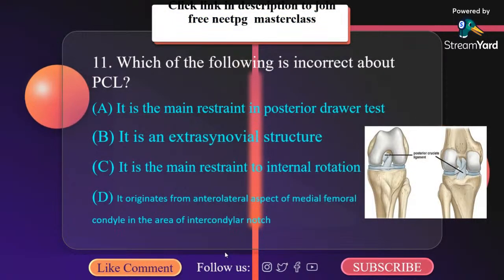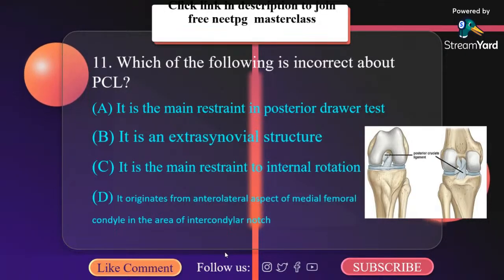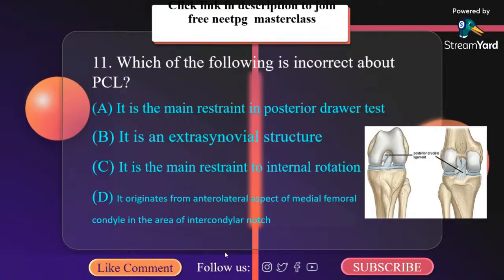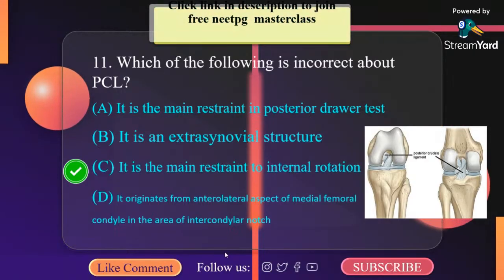Which of the following is incorrect about PCL? A. It is the main restraint in the posterior drawer test. It is an extrasynovial structure. B. It is the main restraint to internal rotation. So the correct answer is main restraint to internal rotation.